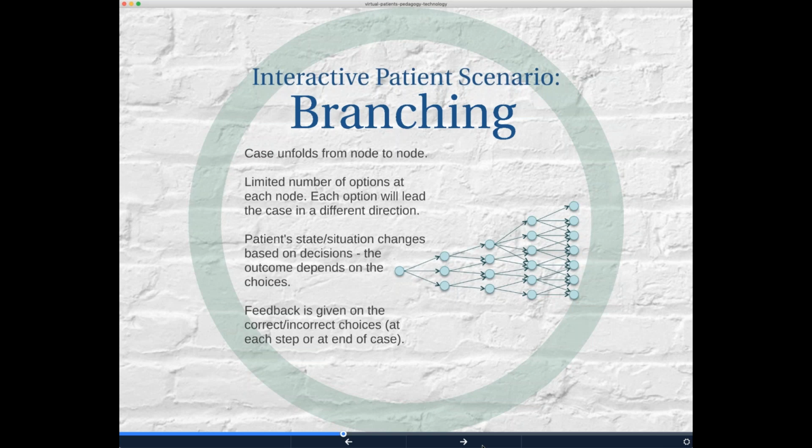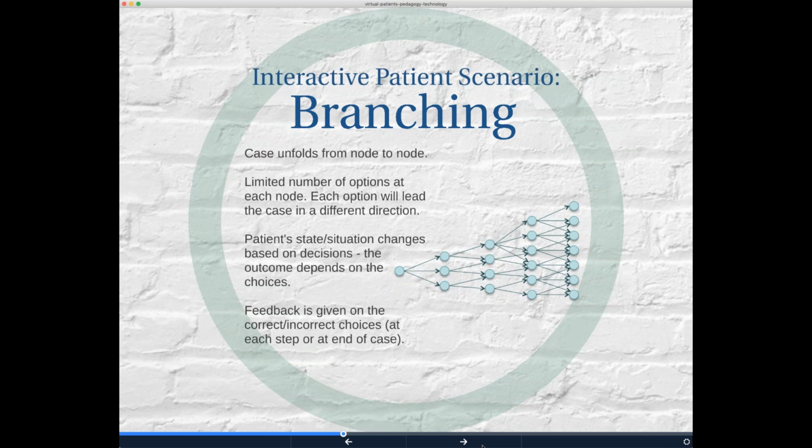And it may affect the evolution of the case in the sense that their patient might get better or worse, or perhaps their feelings and their affect will change, or perhaps the patient's situation, including their social situation, might change depending on the actions taken. So this allows learners to see the impacts of their choices in real time and react accordingly.